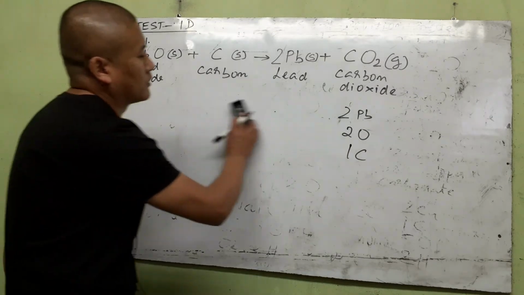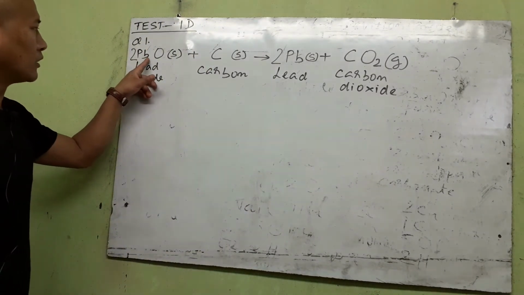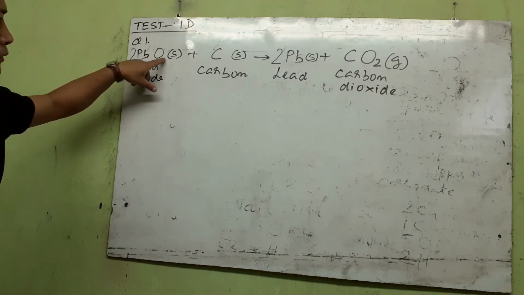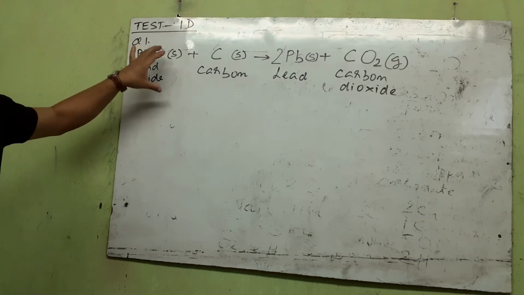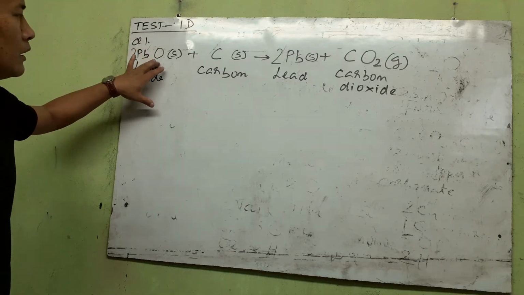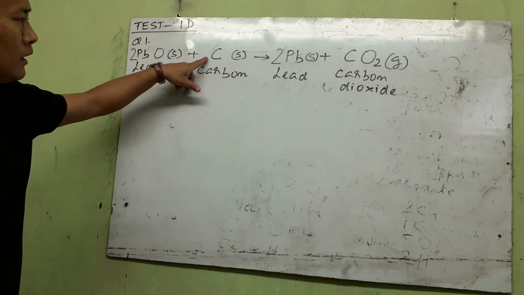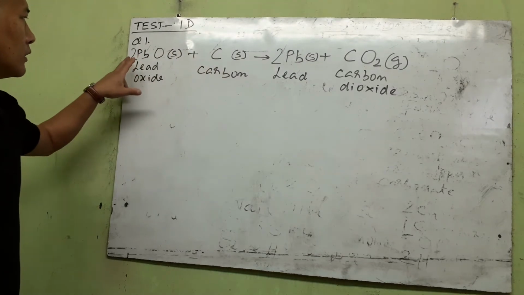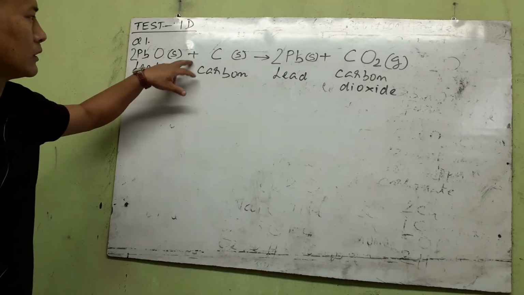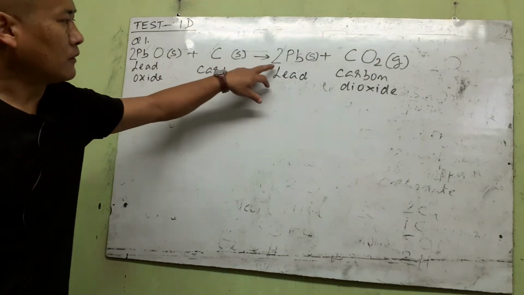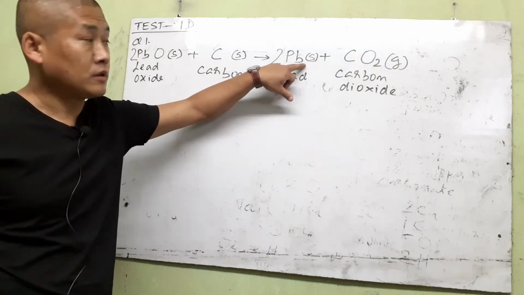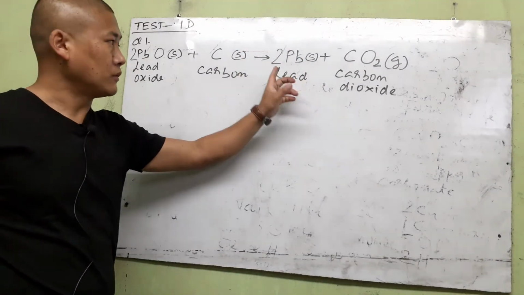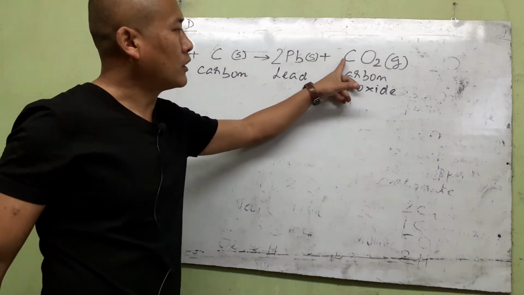So we can now read this equation as 2 molecules of lead oxide, because there are 2 atoms here, 1 lead atom and 1 oxygen atom. Anything more than 1 atom is a molecule, so 2 molecules of lead oxide react with, no number means 1, 1 atom of carbon, because at the back of C there is no number. So we repeat, 2 molecules of lead oxide react with 1 atom of carbon to give us 2 atoms of lead. Just like carbon, no number means only 1, and 1 atom means atom.